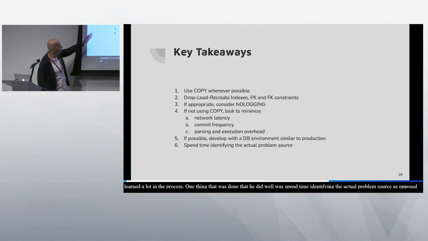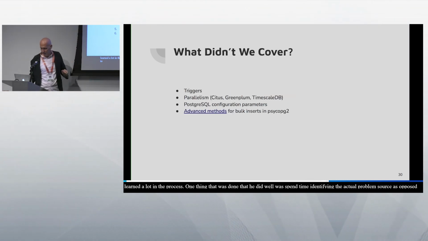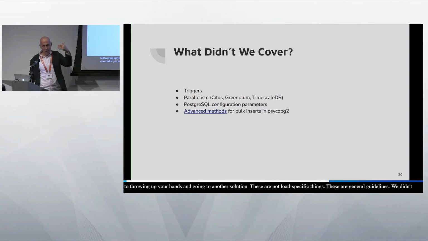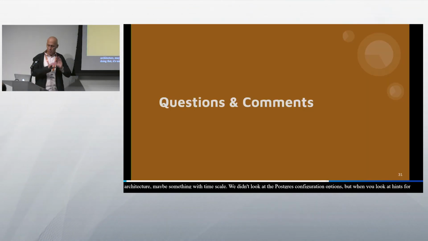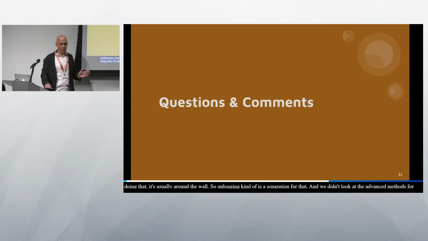These are not load-specific things. These are general guidelines. We didn't cover what you do with triggers. We didn't cover parallelism, which really is only applicable when you're using a shared-nothing parallel architecture, in my opinion, so something like Citus, Greenplum, or maybe something with Timescale. We didn't look at the Postgres configuration options, but when you look at hints for doing that, it's usually around the WAL, and so unlogged is kind of a separation for that. And we didn't look at the advanced methods for bulk inserts in Psycopg. With that, I open up to questions and comments from people.